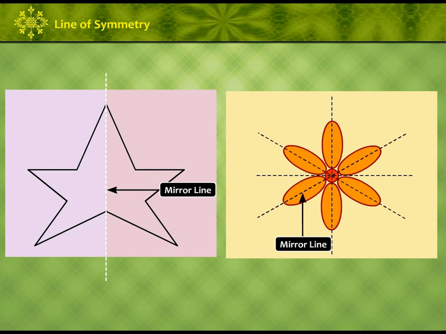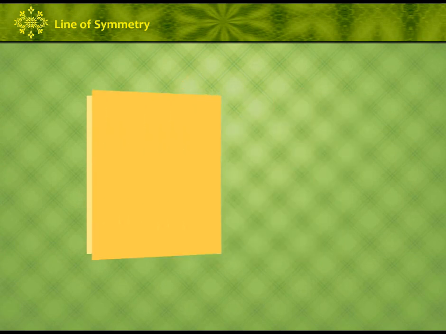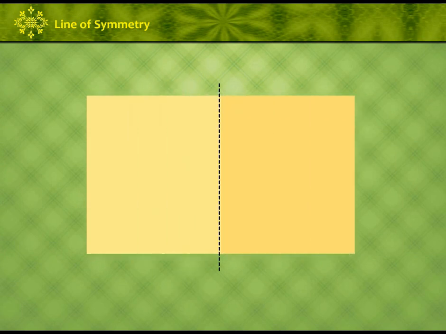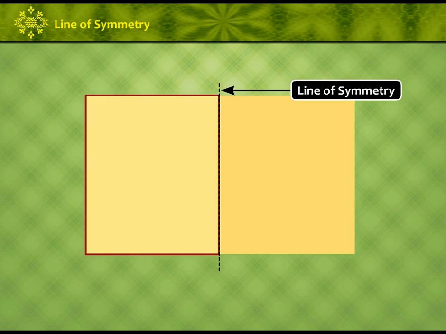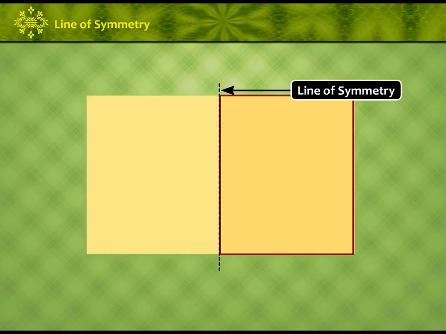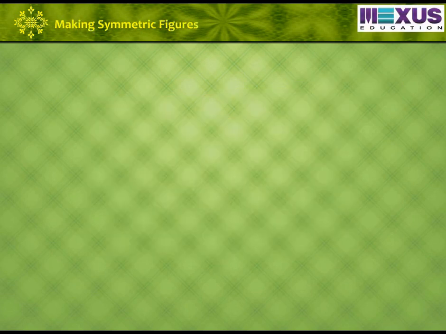Let us learn line symmetry with one more example. Here is a paper of a rectangular shape. Let us first fold it so that we get a center line. Is this fold a line of symmetry? Why? Yes, it is. One side of this shape looks exactly like another if you fold it.